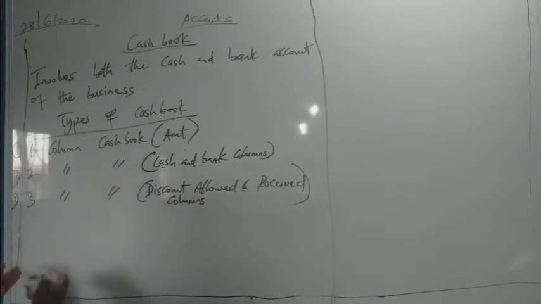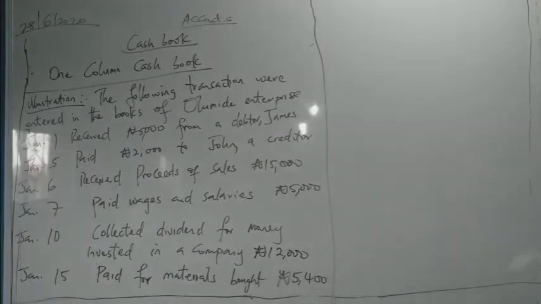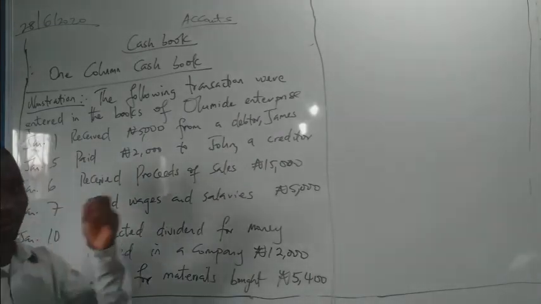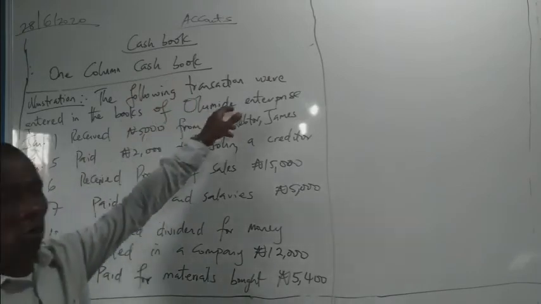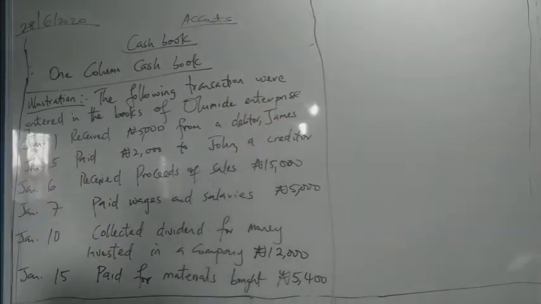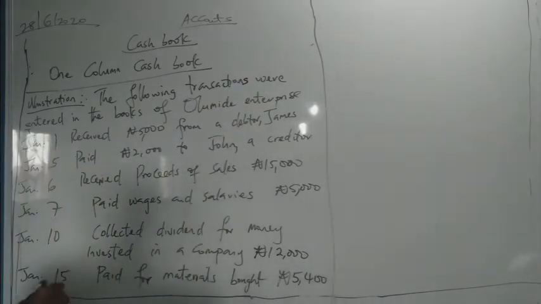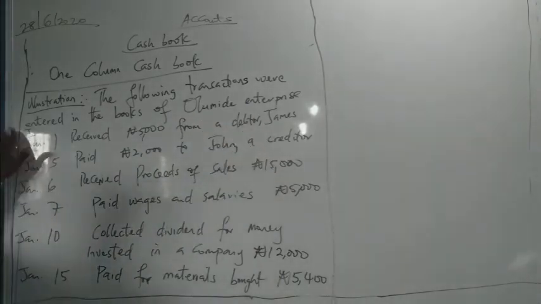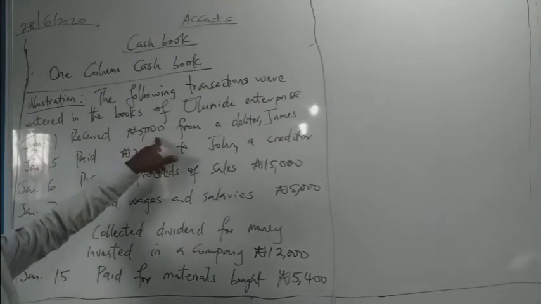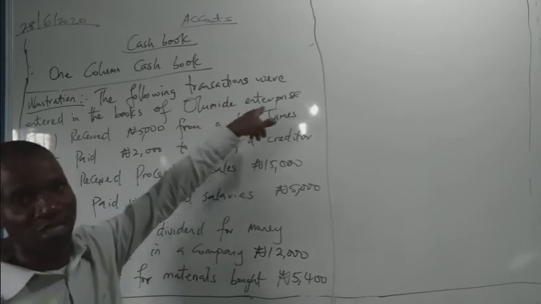So let's start with the 1 column cash book. We'll look at different examples. Now, let's look at these various transactions that occurred in the books of Olumide Enterprises. The following transactions were entered in the books of Olumide Enterprise. January 1st, received 5,000 naira from a debtor, James. That means James was indebted to Olumide Enterprise.